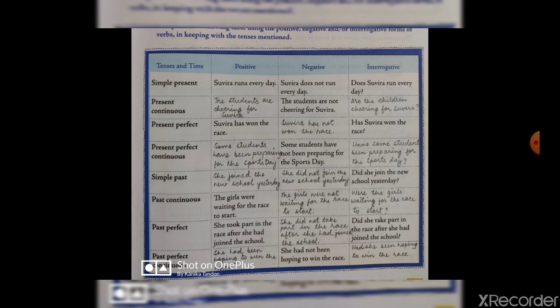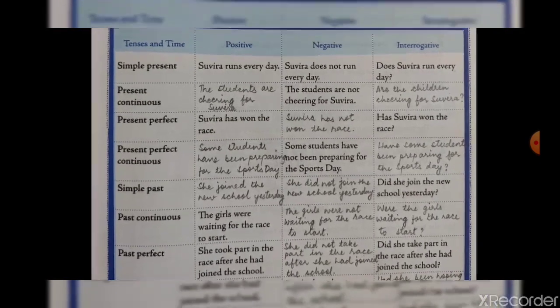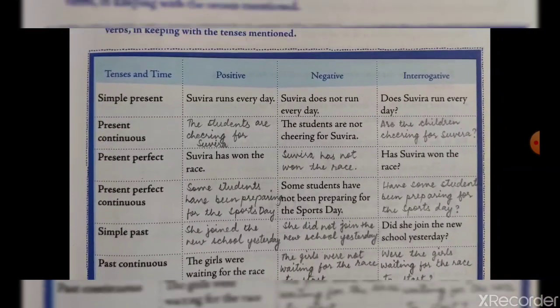Let's see the example first. First one is simple present. In simple present tense, they have used a sentence which is Suvira runs every day. Negative will be Suvira does not run every day, and interrogative will be does Suvira runs every day.